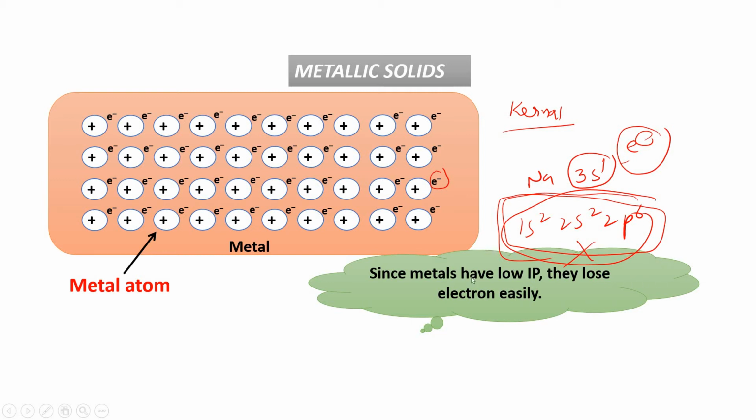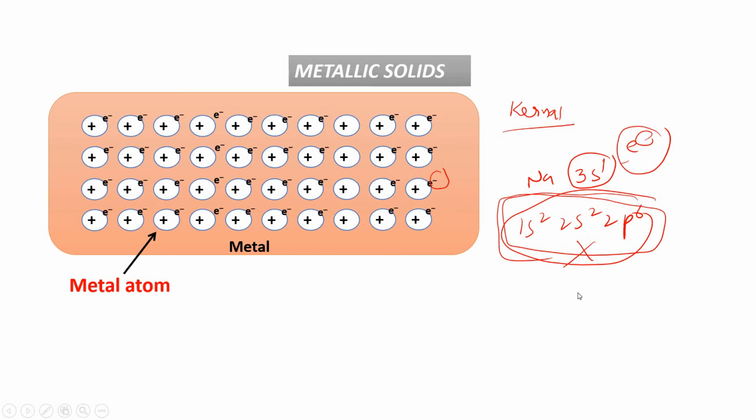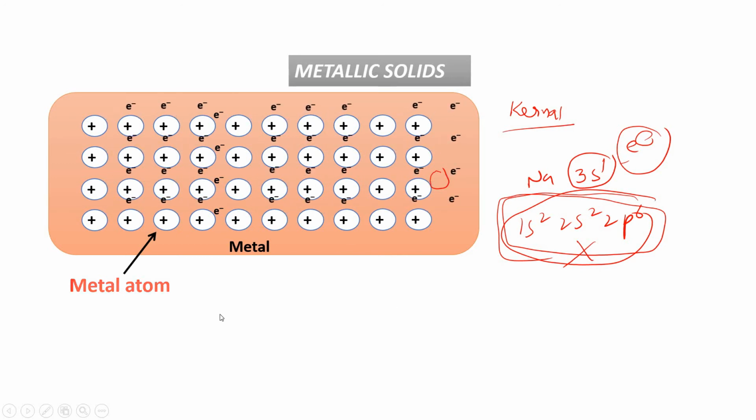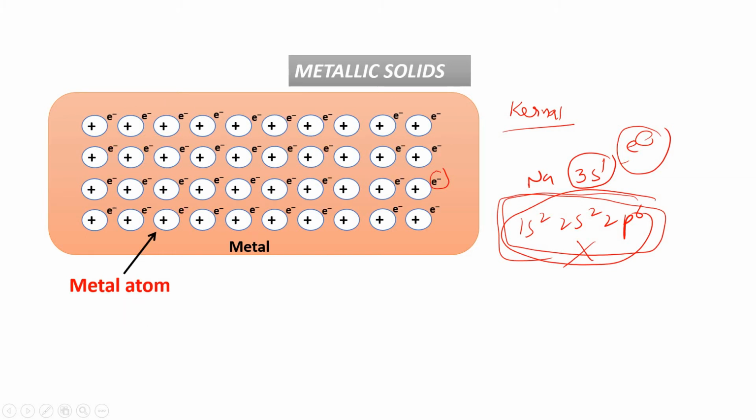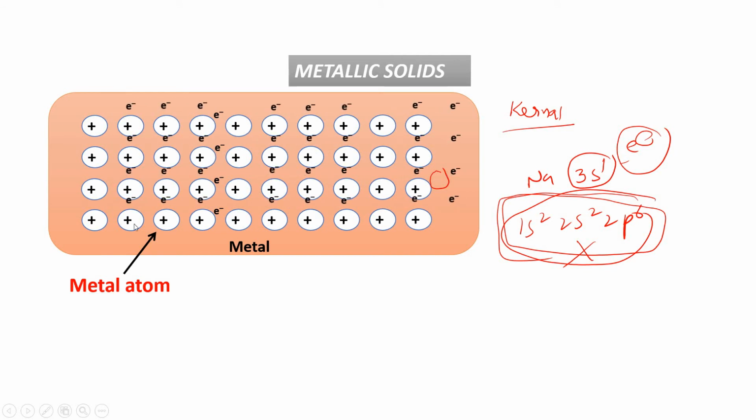That is the reason metals, having lower ionization potential, lose electrons very easily. You observe here how the electrons are moving. This is called the kernel. Just now I told you, the positive part you are seeing as a kernel includes the nucleus and the inner orbital electrons. 1s2, 2s2, 2p6 are the inner orbital electrons; including them, it is called a kernel. The 3s1 of sodium is the free electron, and these electrons are moving inside the metal like this.